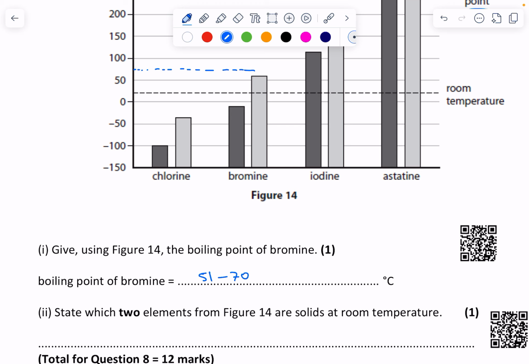Make sure you give a specific value. So for example, if I was to write down 55, I will get the mark. Don't write 51 to 70. That's just the range that they allow answers in.